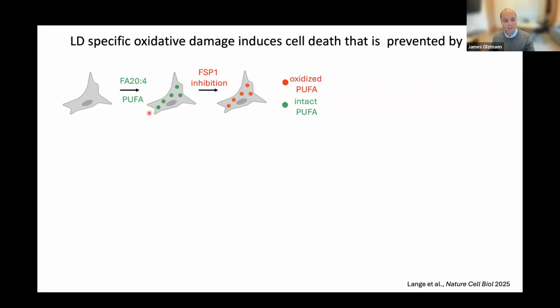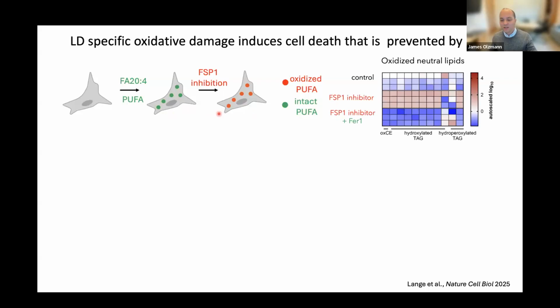We load with a polyunsaturated fatty acid to stimulate oxidation-prone lipid droplets. So this arachidonate is incorporated into arachidonate-rich triacylglycerol, and then we can look at the consequences of FSP1 inhibition. So in this system, we again perform lipidomics, confirming that FSP1 inhibition or FSP1 knockout leads to the accumulation of oxidatively modified triacylglycerol and neutral lipids, and that this can be blocked by radical trapping antioxidants like FER1 as expected.